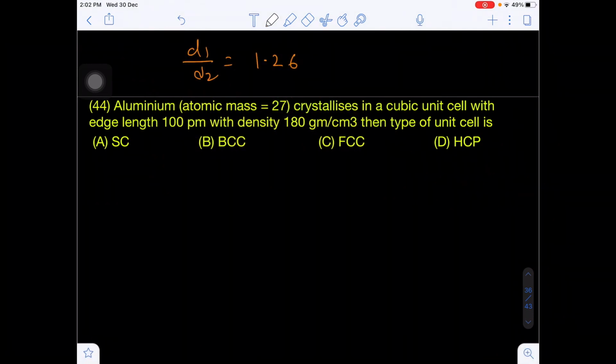And next question, that will be the question number 44. Aluminium, atomic mass 27, crystallizes in a cubic unit cell with edge length 100 picometer and density 180 gram per centimeter cube. Then the type of the unit cell. That means we have to find the Z value. Suppose if the Z value will be 1, that will be simple cubic crystal. If the Z value will be 2, that will be the BCC unit cell. If the Z value will be 4, that will be the face centered cubic crystal. If the Z value will be 6, that will be the hexagonal close packing.